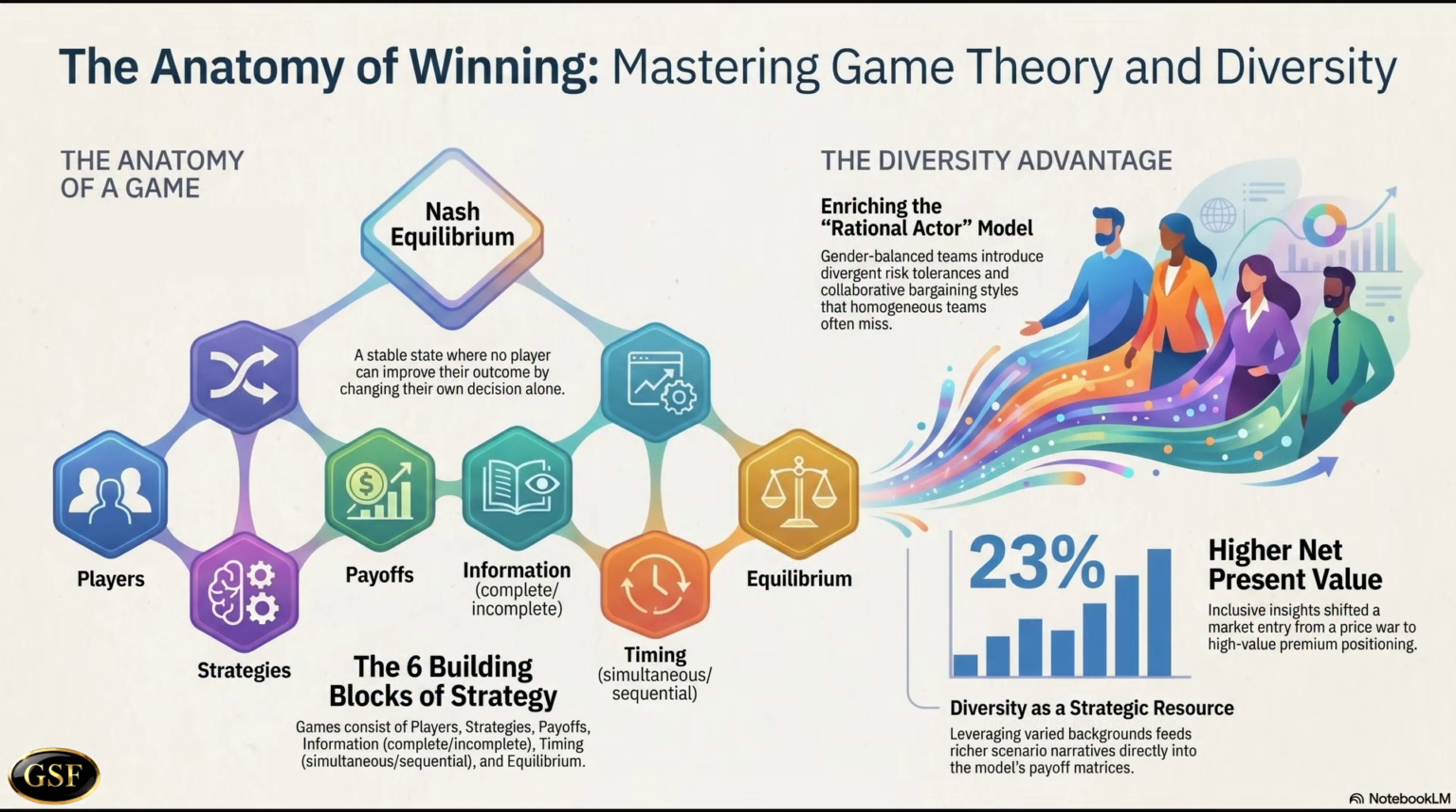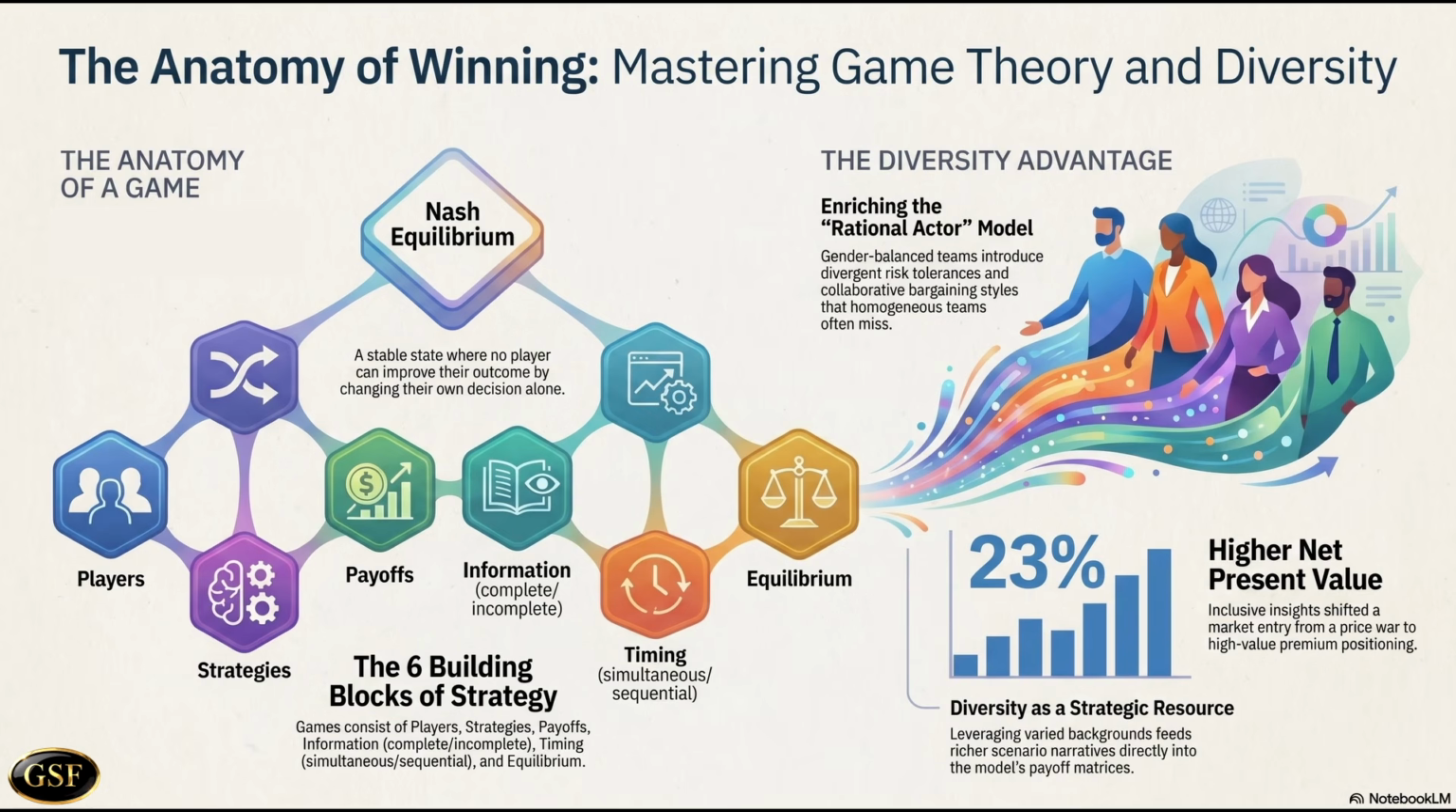Before we proceed, let's quickly recap the anatomy of a game in game theory. Players, the decision makers, which could be individuals, firms, ministries, or entire nations. Strategies, the set of actions each player can choose. In a price-setting competition, the strategies are the possible price points. In a diplomatic negotiation, they are the proposals on the table. Payoffs, the outcomes that each player cares about, typically expressed in utility, profit, or political capital.